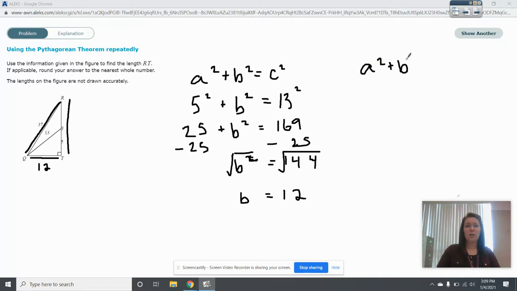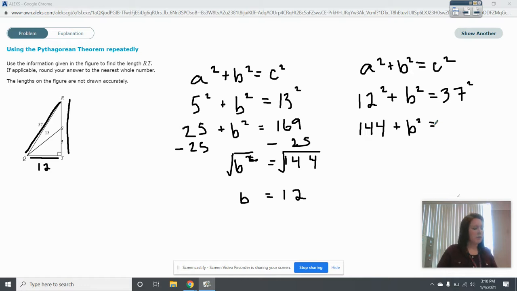A squared plus b squared equals c squared. Now I'm looking at this big triangle. One of the legs that I do know is 12 squared. The other leg happens to be this up and down. I don't know, so I'm going to leave it as b squared, equals, and c squared is the hypotenuse, which is 37 squared. So now 12 squared is 144 plus b squared equals 37 squared is 1,369.